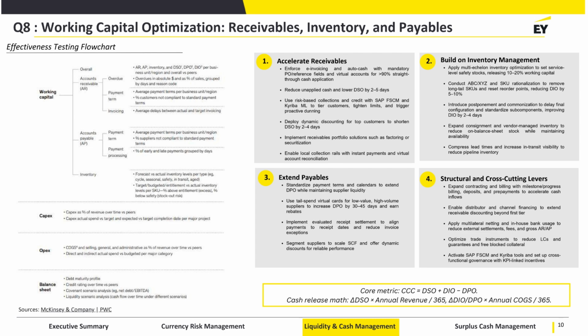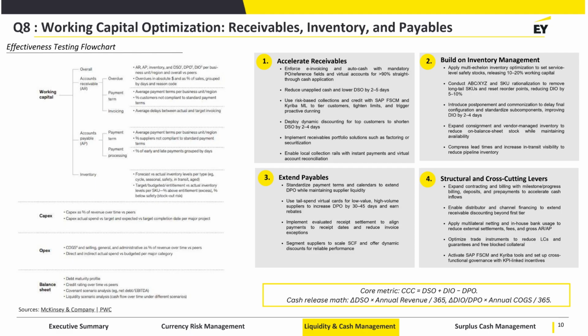Our next slide, 11, aims to address question 8, which talks about working capital optimization, as well as the optimization of receivables, inventory, and payables. Our solution to this problem is a 4-step one. Firstly, we optimize working capital across all 4 levers by implementing the following.